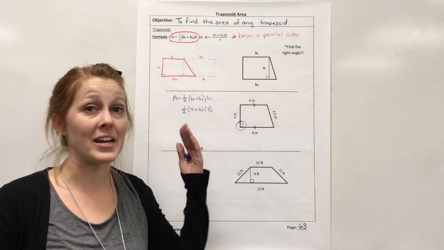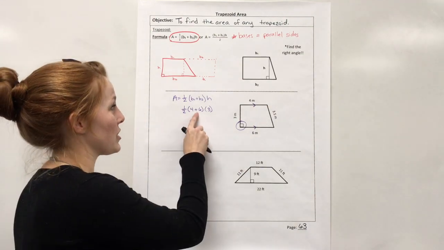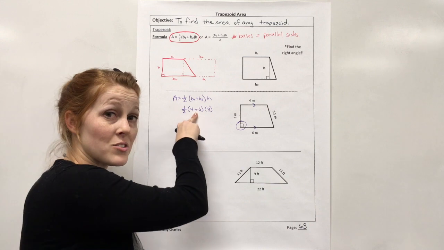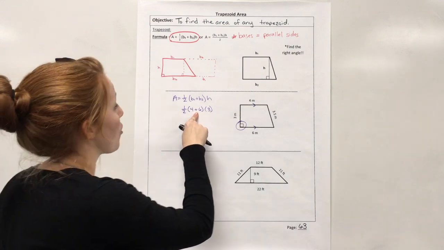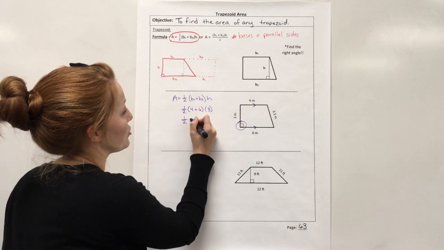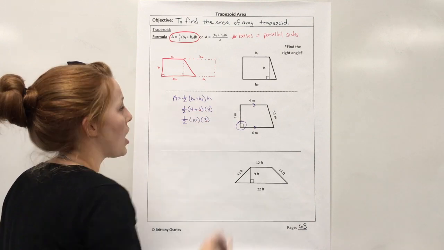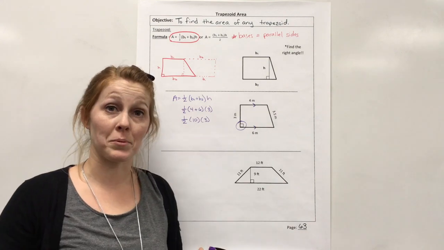All right, now I need to solve. Well, order of operations tells me to do parentheses first. And really this is the only thing that counts as parentheses because there's an operation inside. So I'm going to rewrite 1/2 and I'm going to add this together, which is 10. And I'm just going to bring this down. All right, so now all I have left is multiplication.